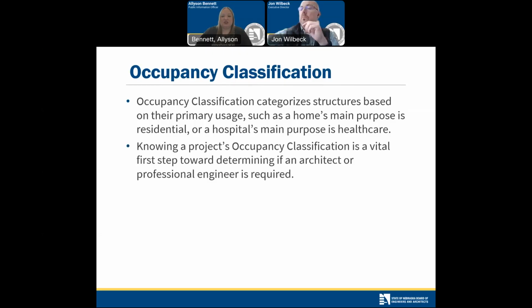This information is going to be found in the state building code, which is often referenced by the board, code officials, and the state fire marshal's office. And this information will typically be given to you by the state fire marshal or a local code official. But you also do have the resources through the state building code to review the definitions and what each occupancy classification is, which we will go over as well.